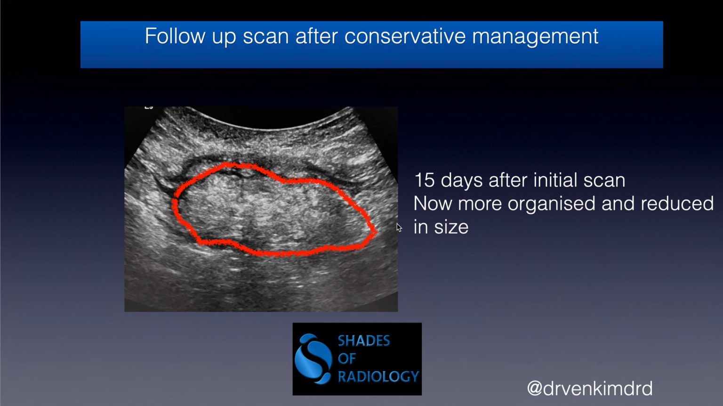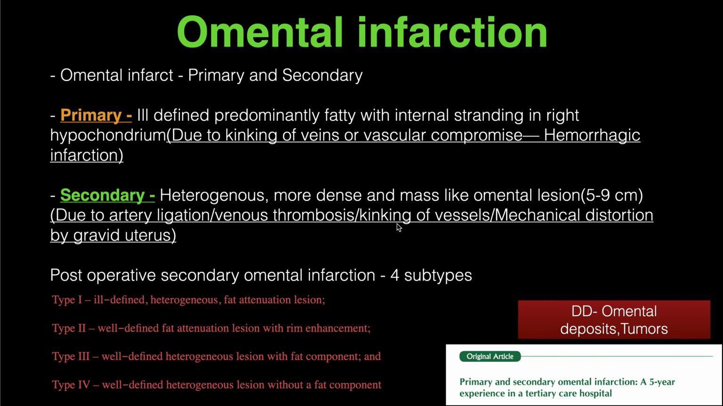Let us see a few lines about omental infarction. Omental infarction can be either primary or secondary. Primary is usually ill-defined, predominantly fatty with internal fat stranding in the right hypochondrium, which is very commonly seen. The cause in primary omental infarction is kinking of veins or vascular compromise. Secondary is a heterogeneous, denser and mass-like omental lesion, usually 5 to 9 centimeters, due to artery ligation, venous thrombosis, kinking of vessels, or mechanical distortion by the gravid uterus.